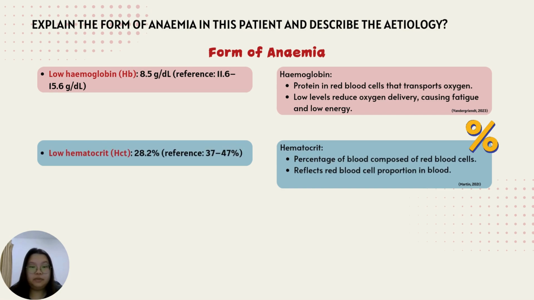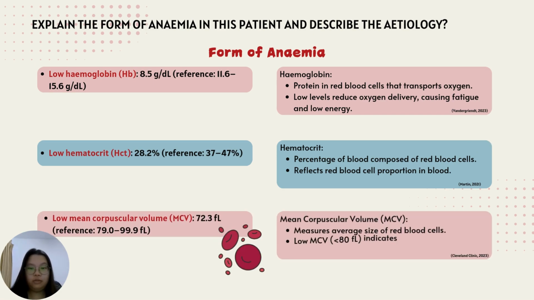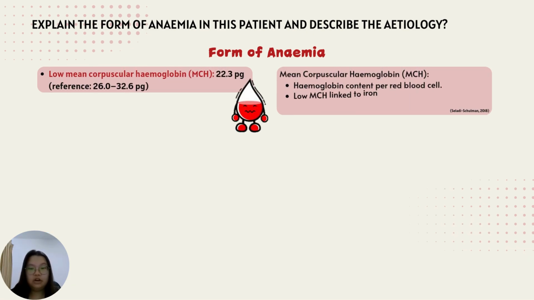Hematocrit, which measures the percentage of blood made out of red blood cells, is also low at 28.2%, reflecting a reduced red blood cell count or size. The mean corpuscular volume, or MCV, is 72.3 femtoliters, indicating microcytosis, or smaller than normal red blood cells with reduced oxygen carrying capacity. Additionally, the mean corpuscular hemoglobin, or MCH, at 22.3 picograms suggests less hemoglobin per red blood cell, often due to iron deficiency anemia, as iron is essential for hemoglobin production.